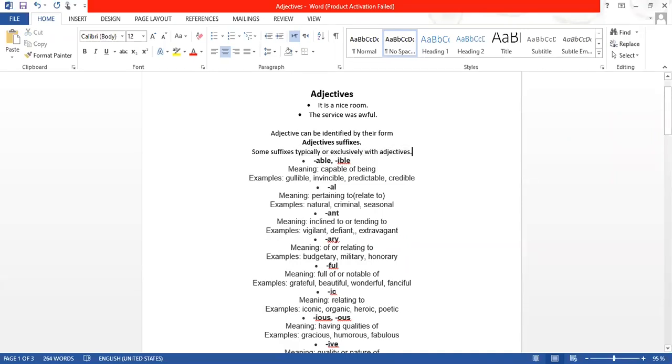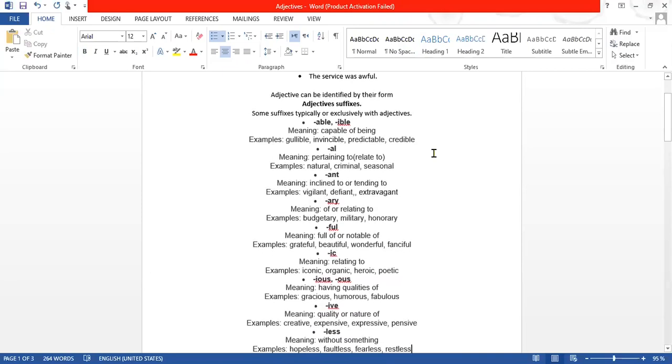Yes, sir. Now, there are adjectives that can be identified by their form. For example, whenever we have a suffix like able, al, ant, ary, or ful, these can be adjectives. If you see this one, I will highlight it. You should also know how it works. Able means capable of being, for example gullible. So we have this suffix at the end, I-B-L-E. Or invincible, or predictable, or credible.